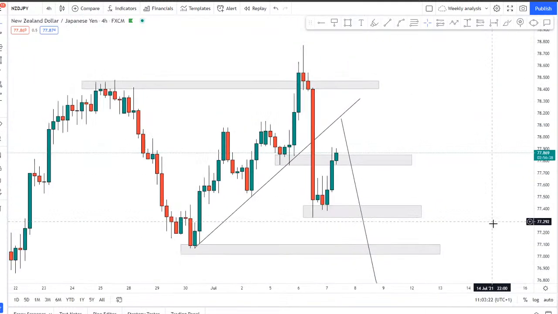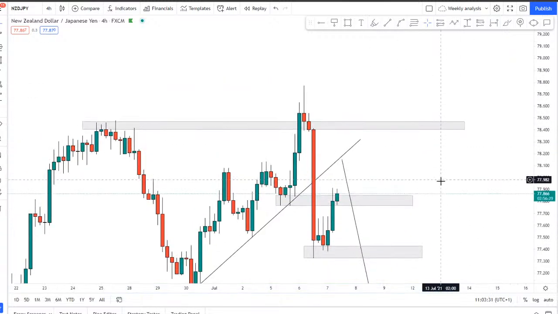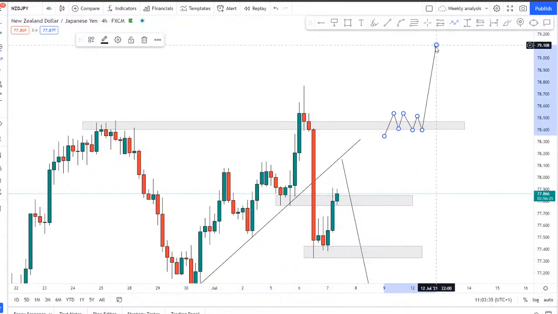But same trade. Always looking for those shorts for NZJPY unless we get back above this area here, which is this resistance. So if we get back above and start holding as support, that will probably change my analysis, and then I'll probably change my bias as well. But as of yet, only looking for sells for NZJPY.